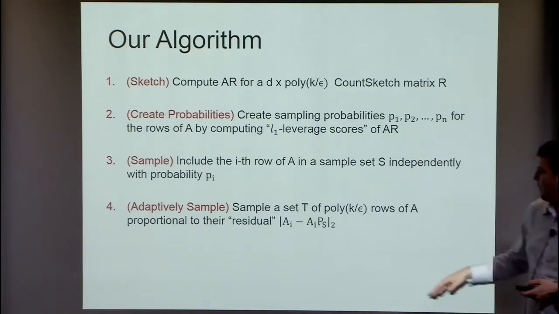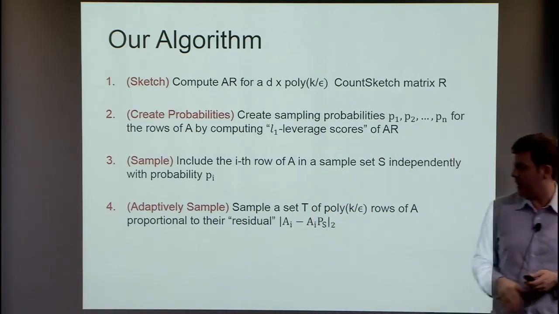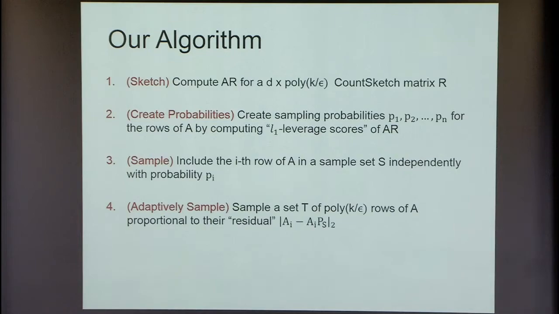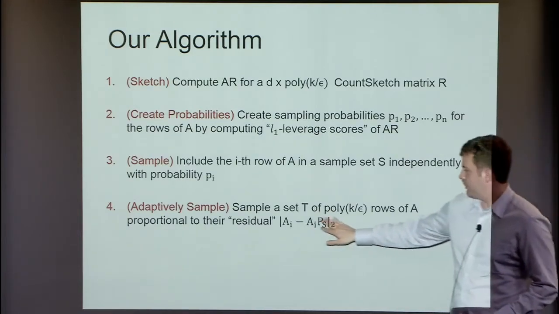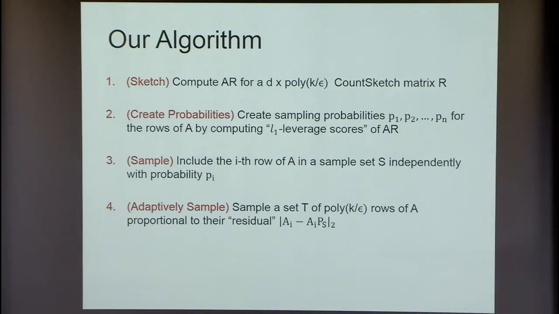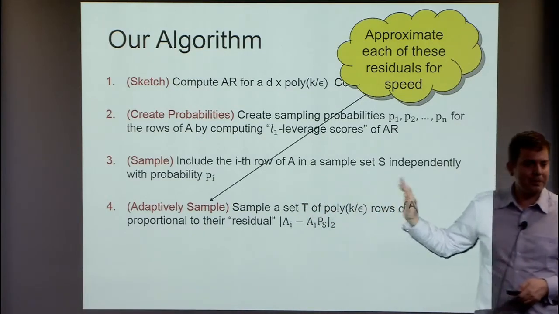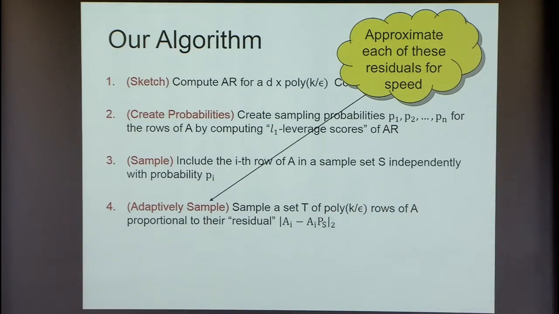And this works. So if I additionally sample a set T of poly k over epsilon rows of A proportional to their distance to the crude sample set, then I can guarantee that this new set, S union T, will contain a good 1 plus epsilon approximation.